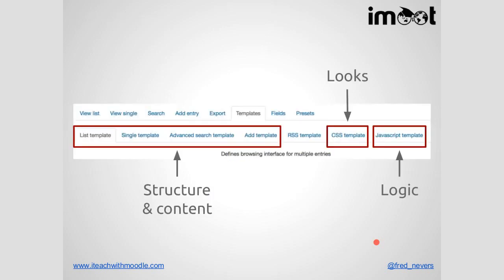So what actually makes it possible for us to customize the database in Moodle? As you may be familiar with, there are some templates in the database activity, and the list, single, advanced search, and add template on the left are where you're going to be able to define your structure and the content of your database. The CSS will allow you to define the looks, and the JavaScript will allow you to define the logic of your database. So we're going to take a look at that.